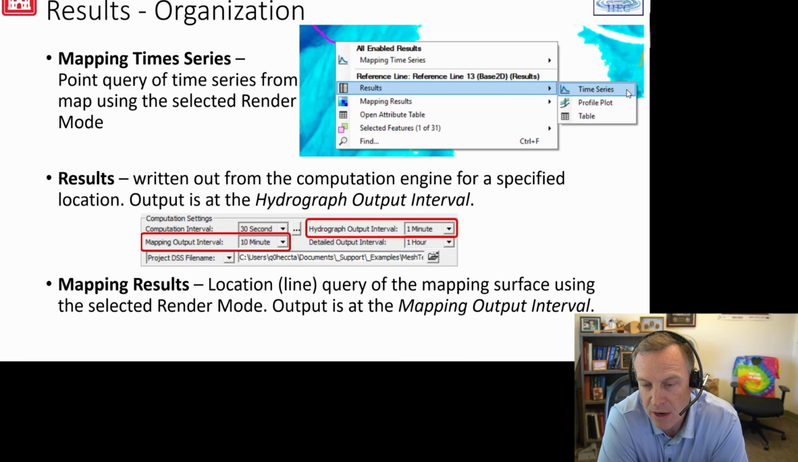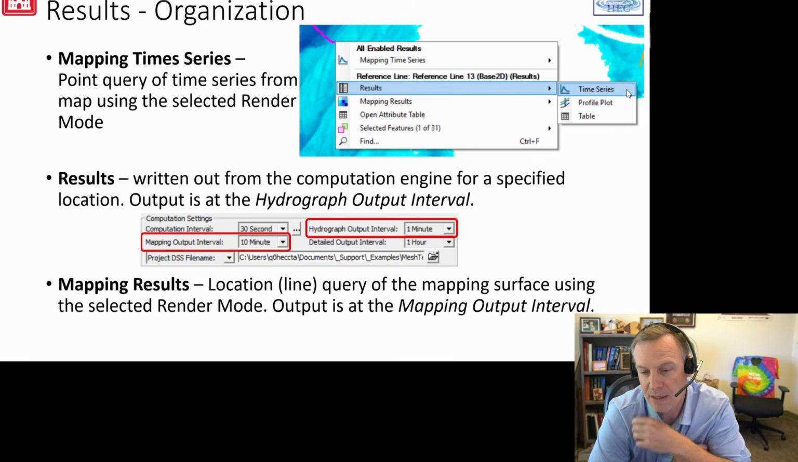The other title or item that we have on there is just results. So anytime you see results, that means it's coming from the computation engine and is being written out at the hydrograph output interval. So those are things like your stage and hydrograph output plots and stuff like that. So you can get more detailed information there for your flow and stage information that might not be synced up necessarily with your mapping results.